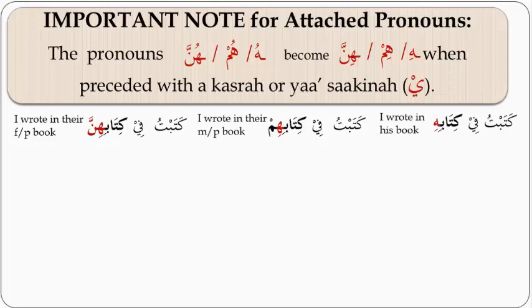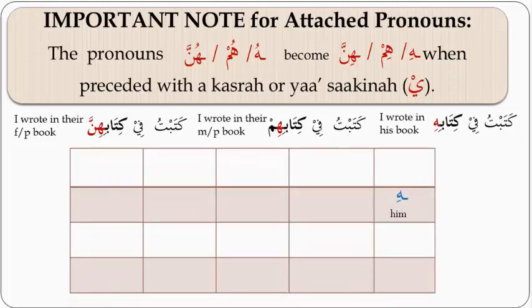Now, let us see another scenario when it attaches to the pronouns. For example, ba with a kasra, bi, means with or in, as we had studied before. When it comes with the kasra, it becomes bi. And because we said when a kasra comes before the ha with a dhamma, the ha with the dhamma takes a kasra. So it becomes bihi, which means with him.